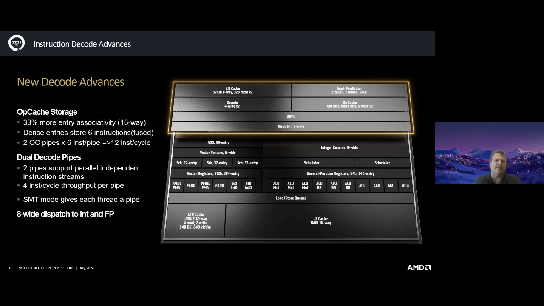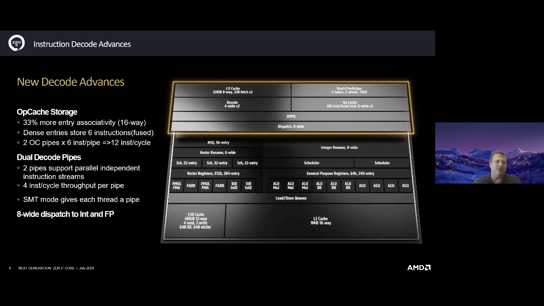On the decode, opcache, we grew its associativity 33% to 16-way. It's denser than our previous generation where we were storing ops. We're now storing instructions. And then if they are multiple ops, then we will break them out outside. We are very dense in our micro-op format though, so a lot of instructions do map one-to-one, as well as we have a lot of fusing we can do where we can actually map two instructions into one fused instruction inside the op cache. So it can get really dense to try to, again, maximize efficiency and that dispatch interface.